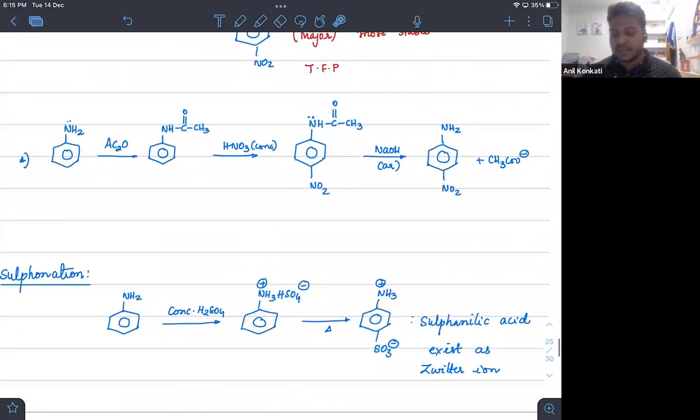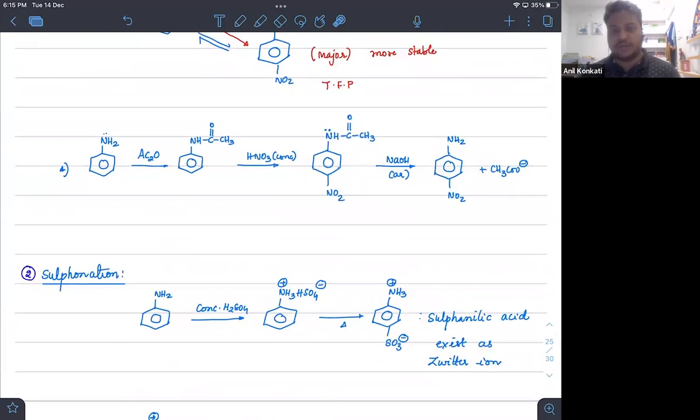In case you just want a para product and try to remove that meta product out of it, then what can we do? We do acetylation and we'll get acetanilide. And once you get acetanilide, now you use concentrated HNO3. So we will get nitro group here. And once you get nitro group here and you do basic hydrolysis, you get NH2 back. So you'll get only para product.